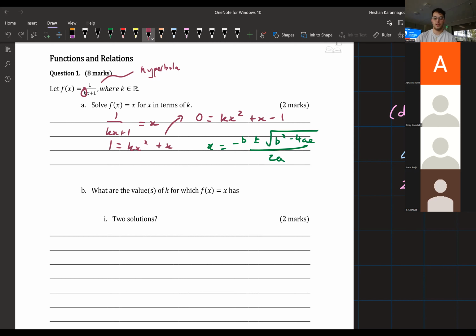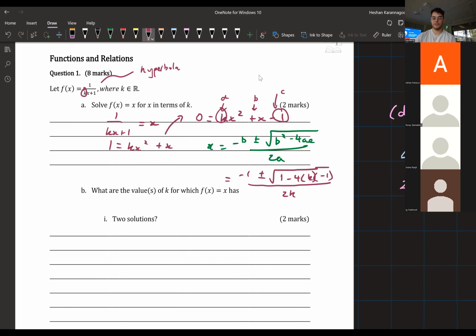What we do is plug in the values of a, b, and c. A is the coefficient of x squared, so that's k. B would just be 1 because we have no coefficient. And c is the constant, negative 1. So we plug in those values: negative 1 plus or minus the square root of b squared, which is 1, minus 4 times a, which is k, times c, which is negative 1. And that is divided by 2a, so that would be 2 multiplied by k.